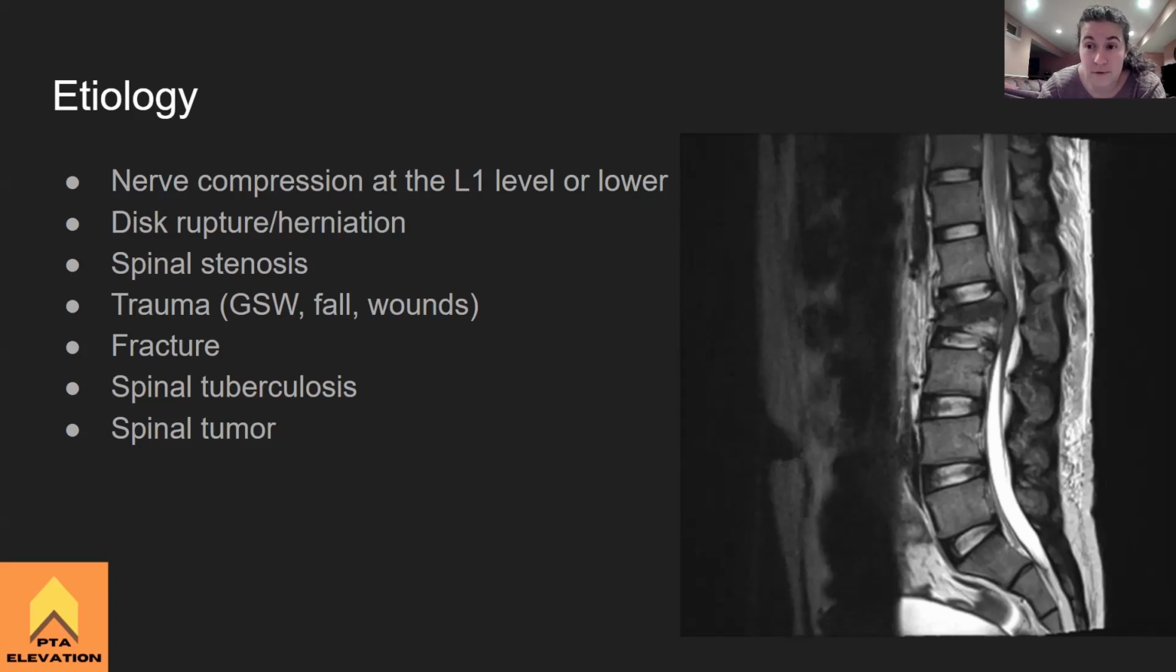This is a big red flag kind of thing where we refer out and have the patient go get help. So again, when it comes to the etiology of how Cauda Equina Syndrome ends up, it's just compression of the spinal cord, some point below L1, most likely disc herniation.